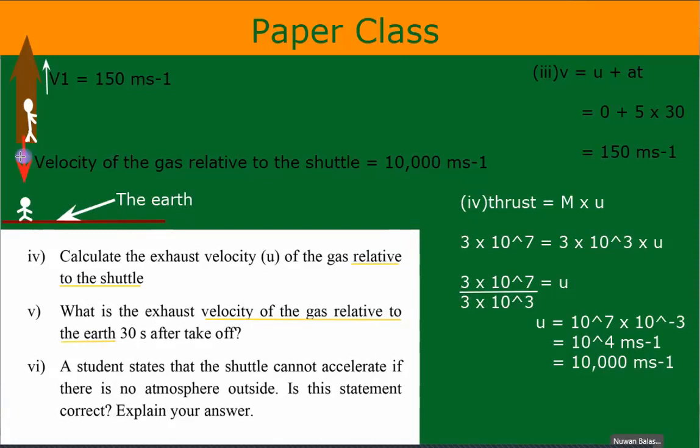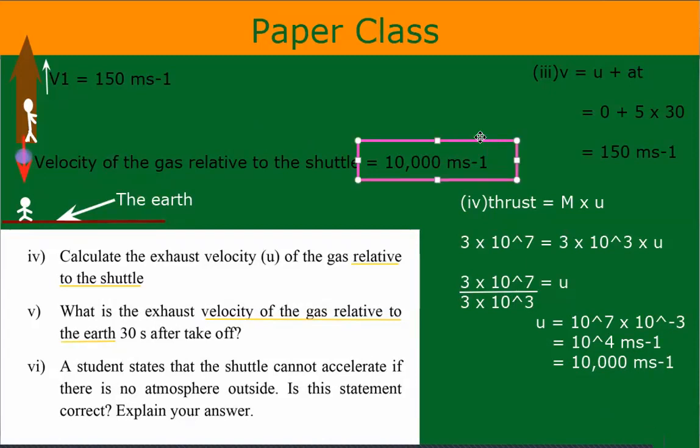So the man inside the rocket will tell you that the gap between me and the burnt gas increases by 10,000 meters for each and every second. Got it, dear? Clear or not? Clear, sir. That is the meaning of this 10,000. Got it? Right. Now we are going to find, I just explained those things.